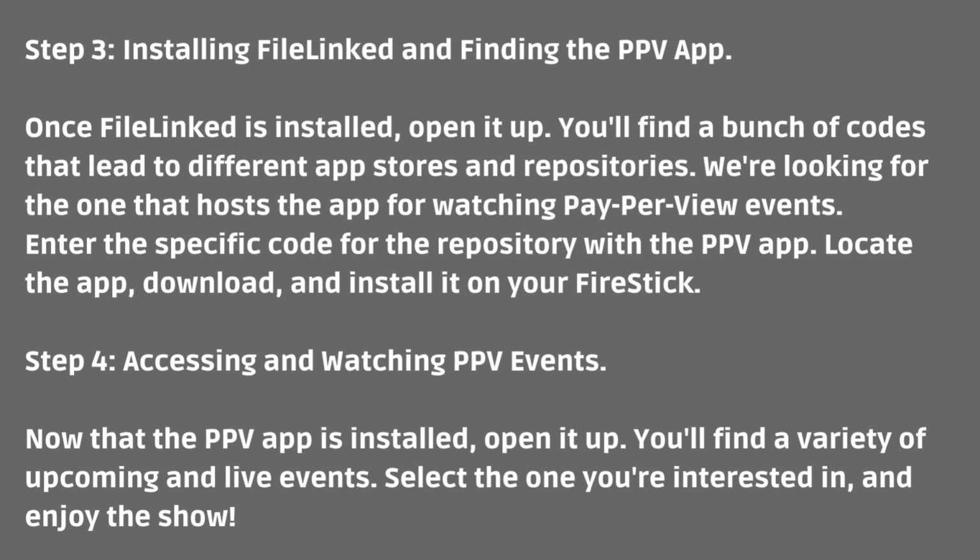Step 3. Installing Filelinked and finding the PPV app. Once Filelinked is installed, open it up. You'll find a bunch of codes that lead to different app stores and repositories. We're looking for the one that hosts the app for watching pay-per-view events. Enter the specific code for the repository with the PPV app. Locate the app, download, and install it on your FireStick.